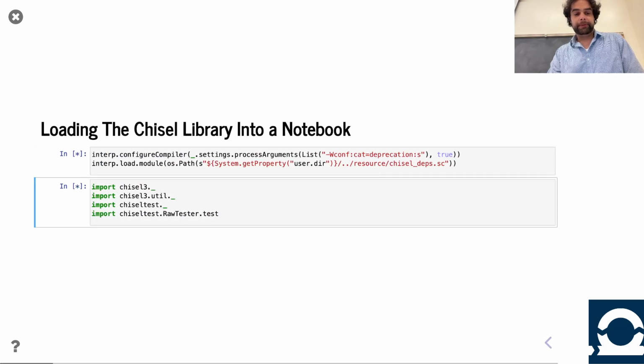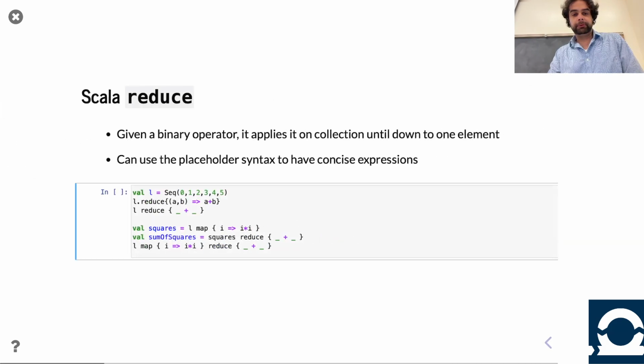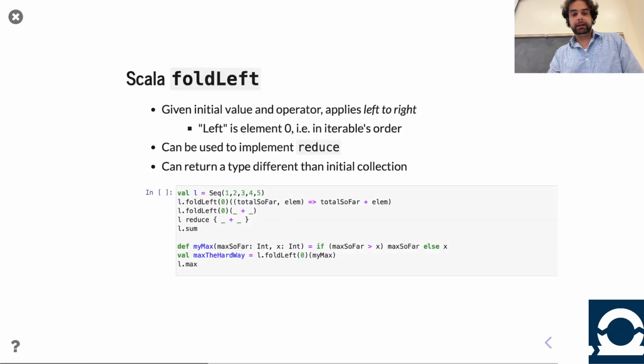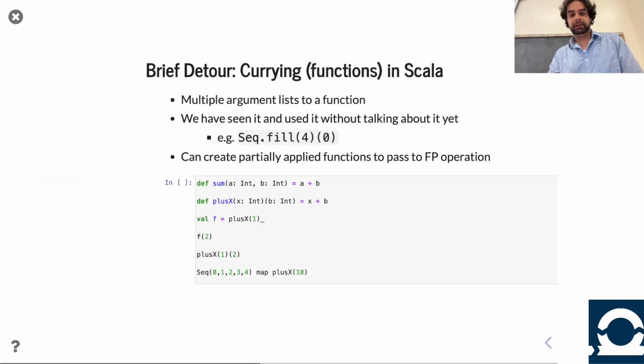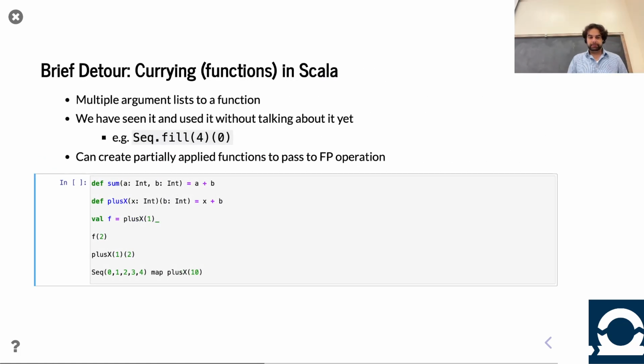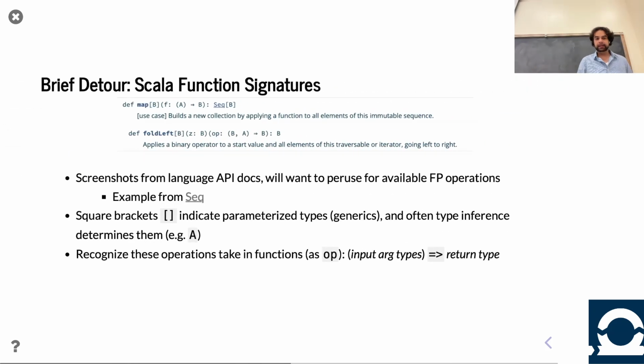So, we'll fire up our notebook. You may remember from before we talked about reduce handling binary operators, and fold left and fold right being more specific. We concluded talking about currying, this ability to break up the function arguments into two blocks and apply them partially. And so then a little bit of Scala.